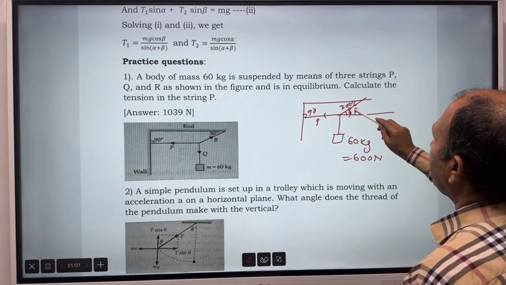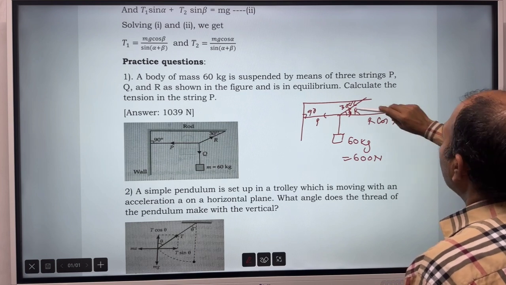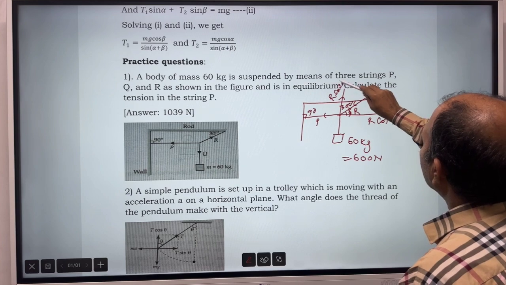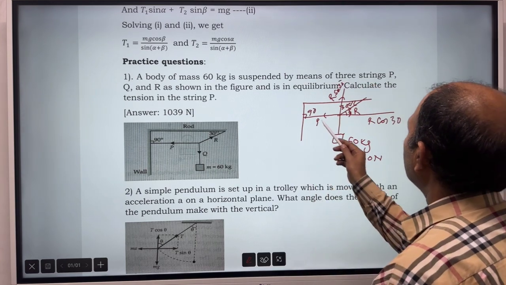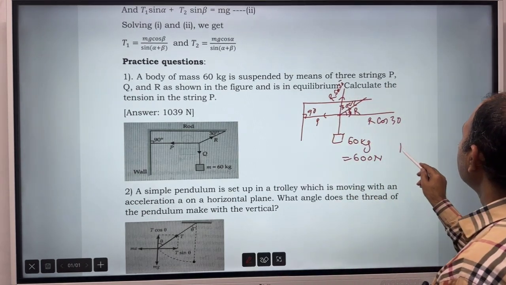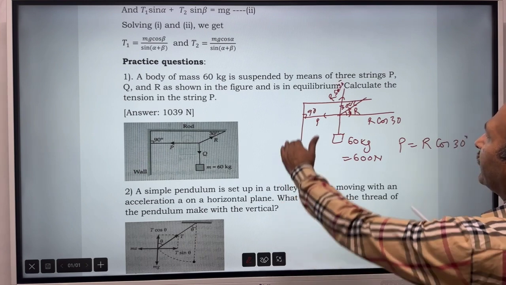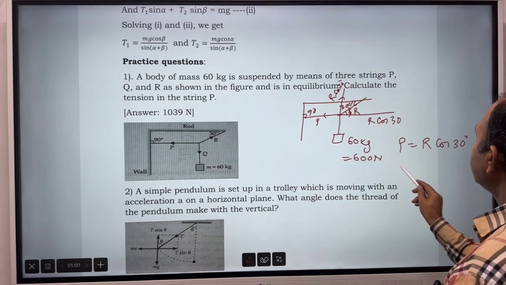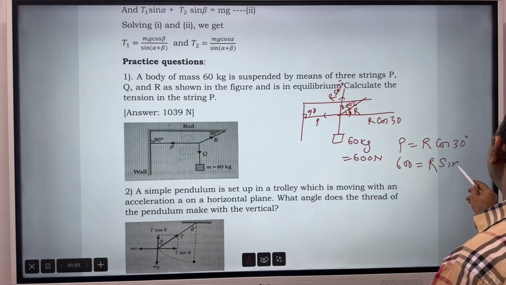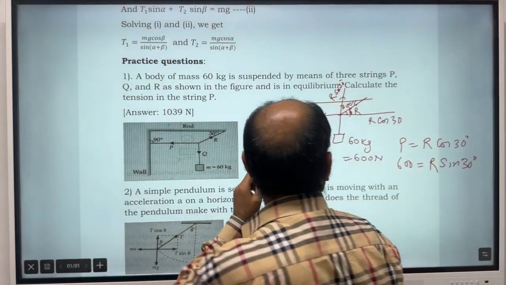So the component of this R, you can write in this direction as R cos 30 degree, and one component will be in the upward direction, R sin 30 degree. Now just write the horizontal and vertical components, they will be equal. So P must be equal to R cos 30 degree horizontally, and vertically 600 must be equal to R sin 30 degree. And then you can solve.